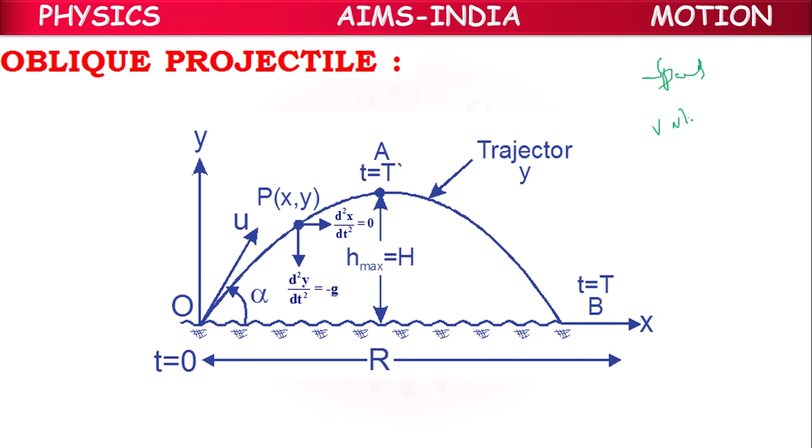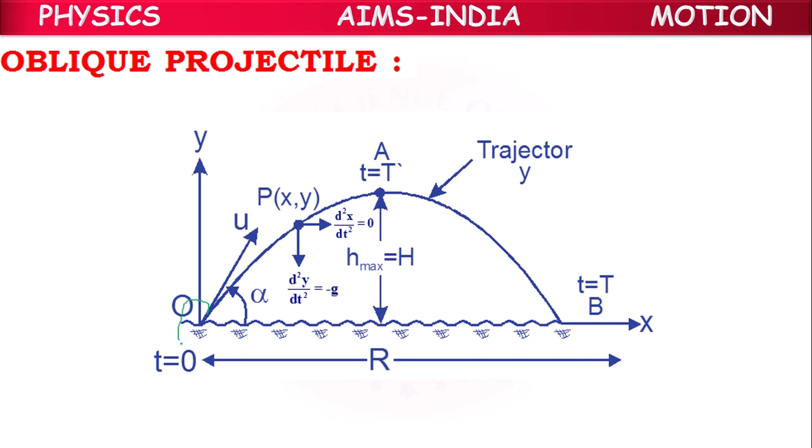Which are not constant? Speed, velocity, vertical component of velocity, kinetic energy, potential energy, and momentum, mass into velocity. All of these will change.